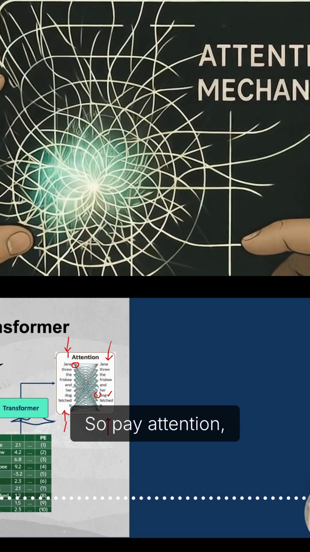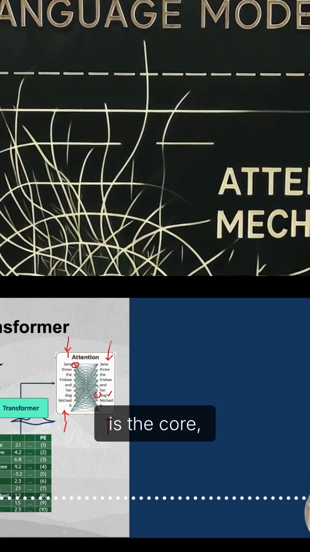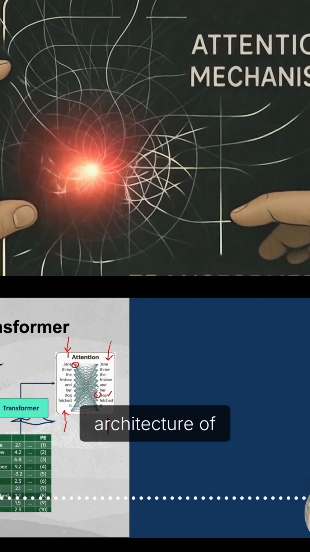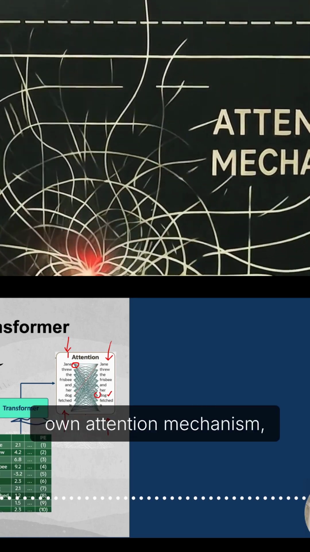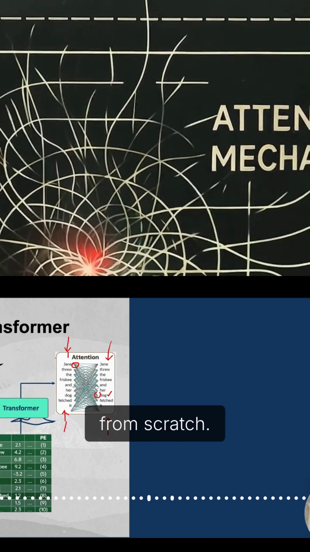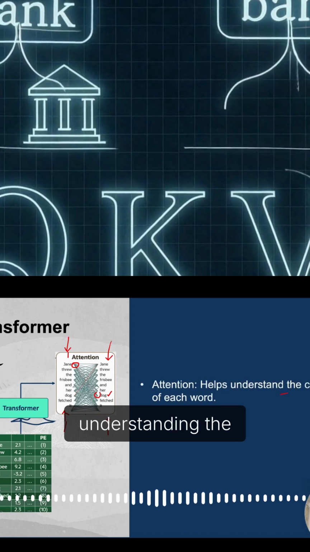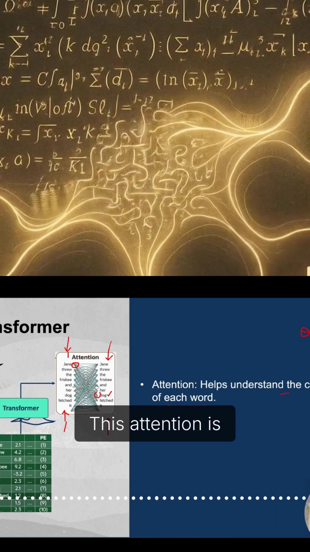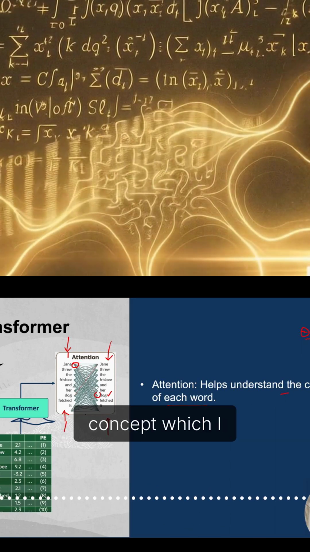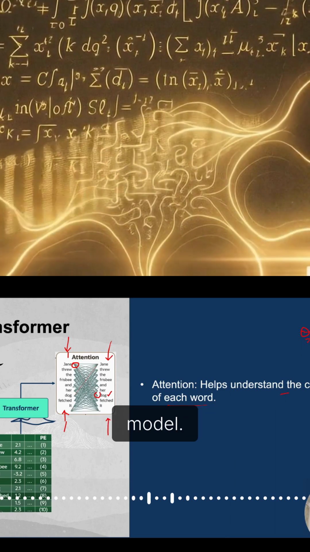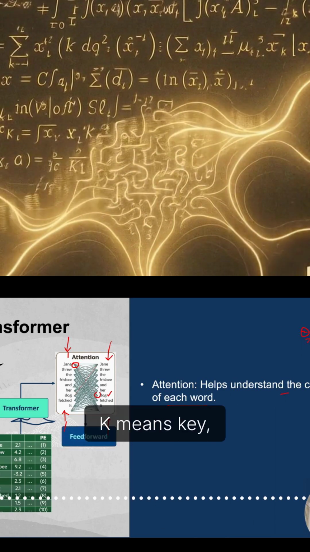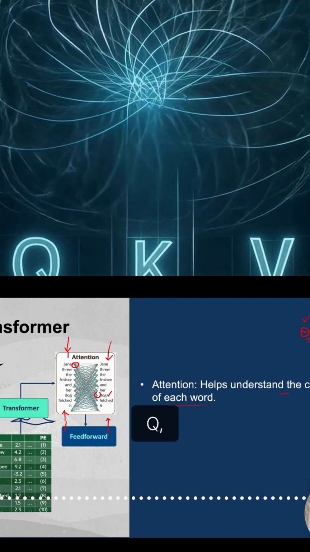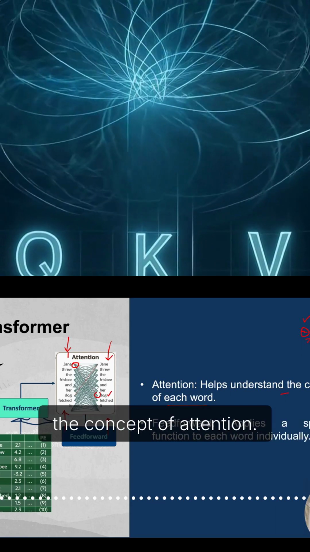So the attention mechanism is the key idea of the transformer architecture of the large language model. We'll build our own attention mechanism while building the large language model from scratch. Attention helps in understanding the context of each word. In fact, there are very important terms called Q, K, and V. This attention is a pure mathematical concept, which I will explain when we build our model. Q means query, K means key, V means value. Query, key, and value are three important points which help in understanding the concept of attention.